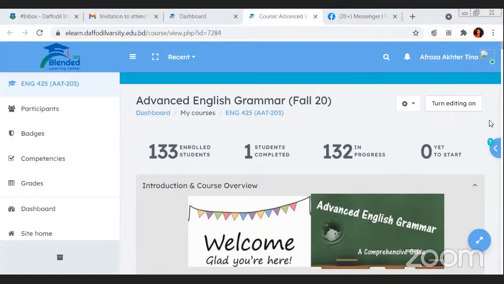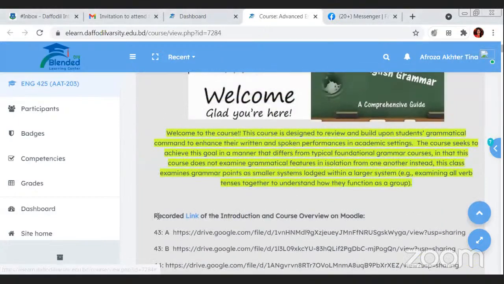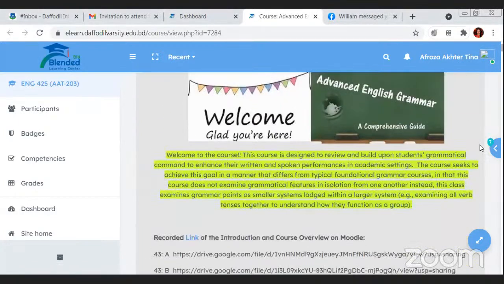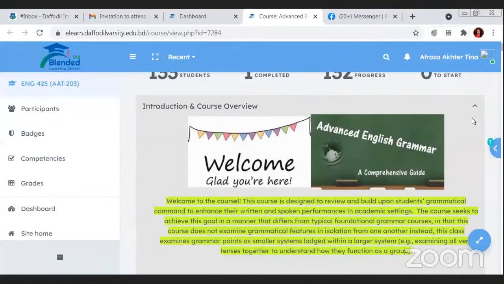Now, if I scroll down, you would be able to see that at the beginning, I have the introduction and course overview. So this is how I design my course. And one of the most important features of Moodle is that a teacher, an educator, has the freedom to design the course the way he or she wants. So this is how I design.